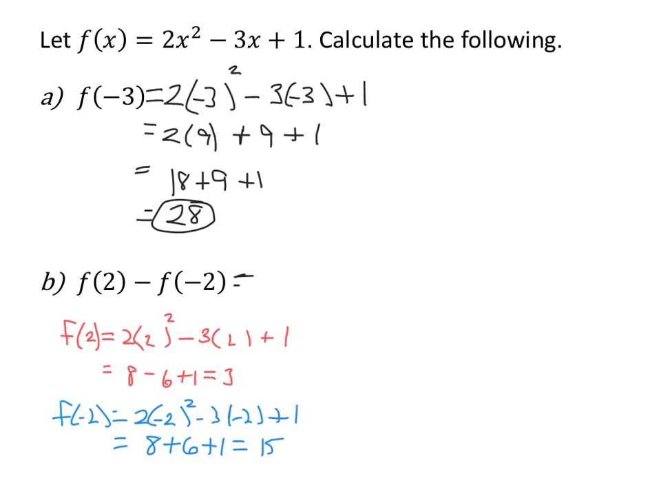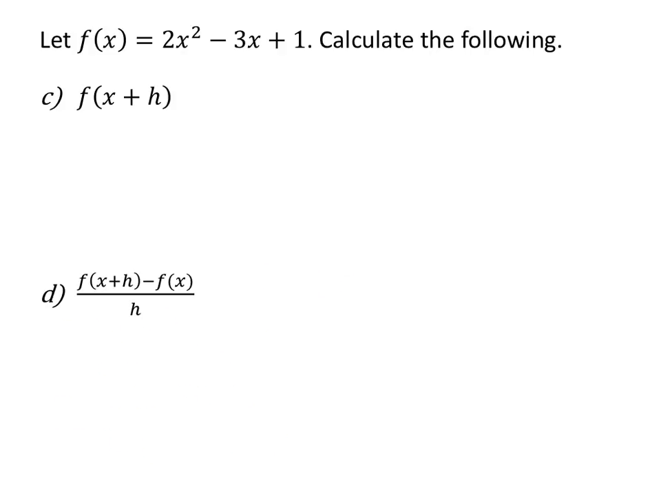But we're not finished. Go back to the original problem. f of 2, that's in red, that's 3. Minus, because the problem is subtraction. f of negative 2, we replace that with 15. Now what's 3 minus 15? You know that that's negative 12. Our answer.